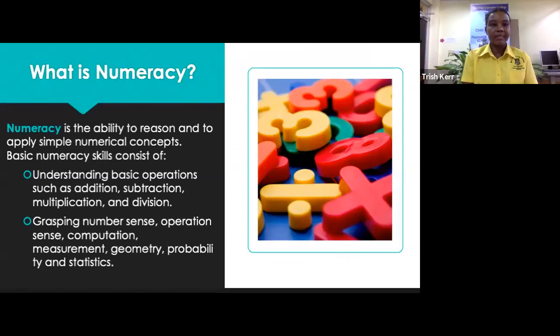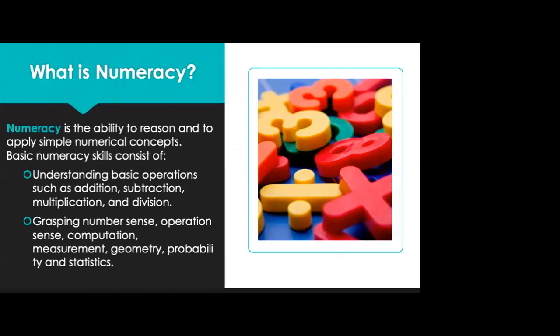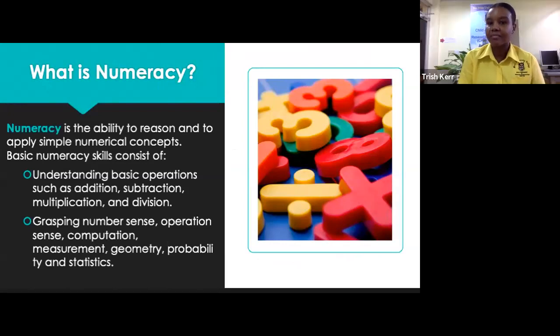So let us look at what is numeracy. What is mathematics about? Numeracy is the ability to reason and to apply simple numerical concepts. It consists of the understanding of basic operations such as addition, multiplication, division, and subtraction. It is also about grasping number sense. Number sense simply has to do with knowing the order of the numbers, being able to understand that numbers come in a certain order, also to be able to understand the value of numbers. So if I say, show me 5 items, you should understand the value of 5. So that is basically what number sense is. It goes beyond that, but that's a basic.